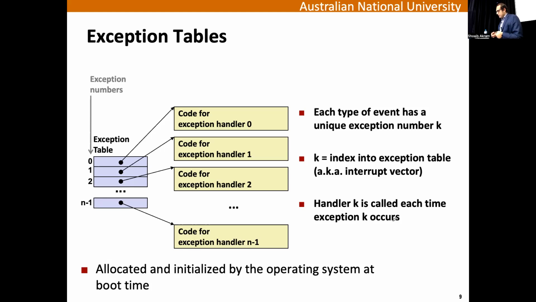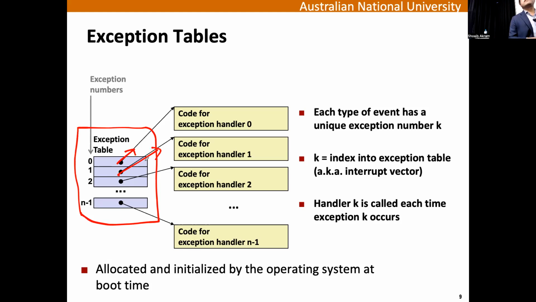So we have an exception table here, same idea that we had in the jump table. We have an exception table, and we have a bunch of pointers that are stored. And these pointers are addresses of the code blocks for the different exception handlers. So whenever you have an exception with a specific number, say 0, you index into the exception table, and you go to the exception handler and start executing the code for the specific handler.